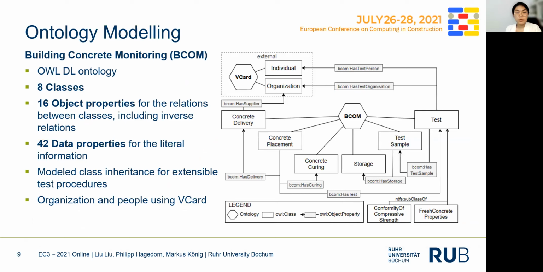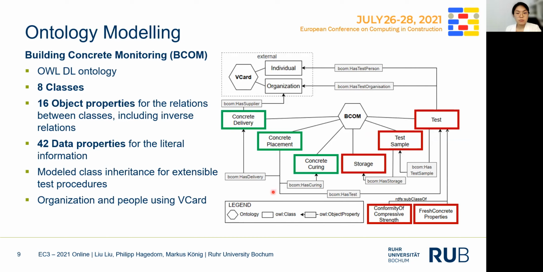Then we develop the building concrete monitoring ontology. It is a domain-specific ontology using web ontology language. As you can see in the diagram, there are 8 classes defined in the BCOM. 3 green-colored classes are for the concrete activities, and the red-colored classes for the quality assurance of the concrete properties.